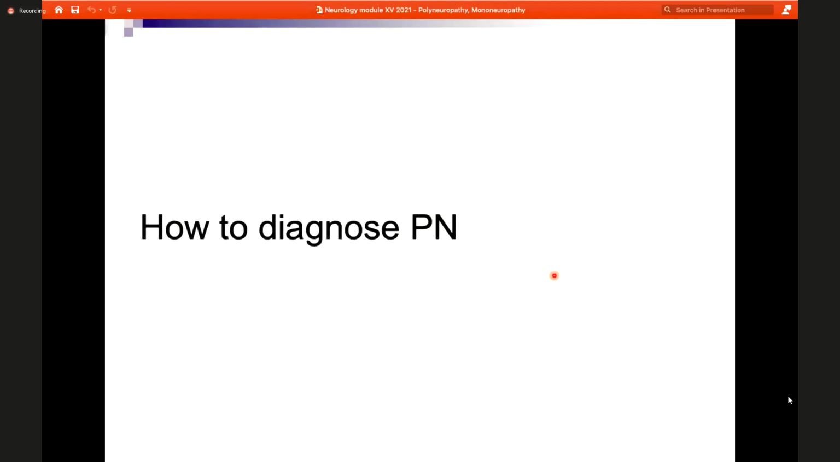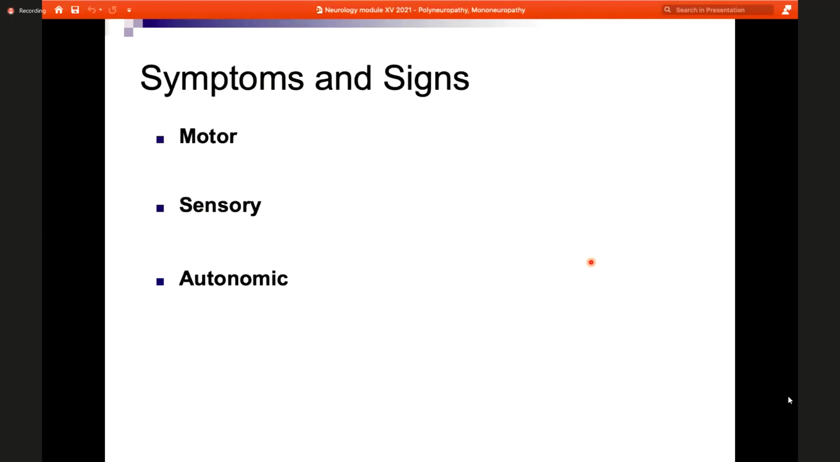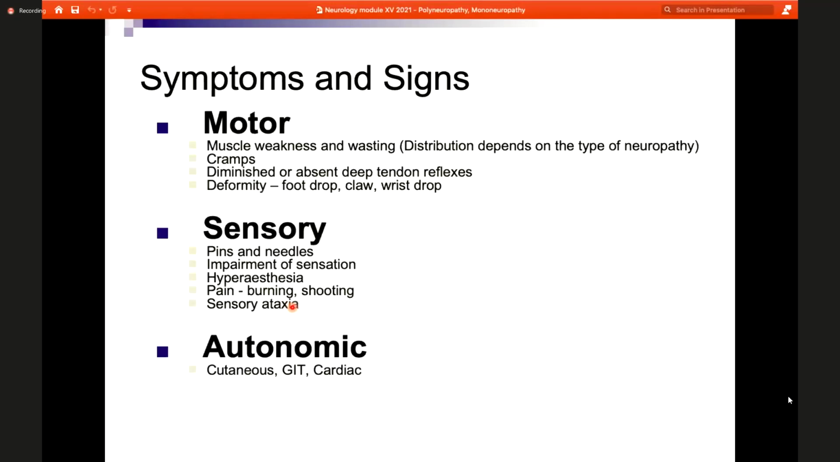Now, how do you diagnose a polyneuropathy? That is the most important thing when it comes to managing a patient. So you go by symptoms and signs. You'll have motor symptoms and signs, sensory symptoms and signs, autonomic symptoms and signs.